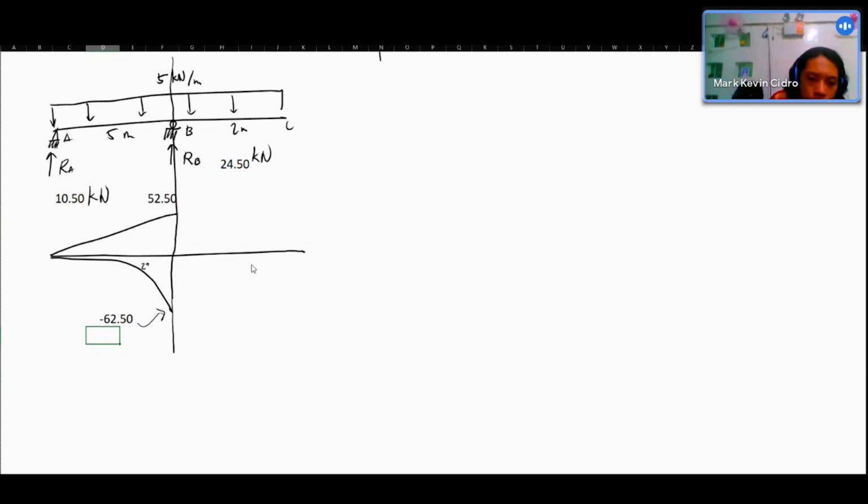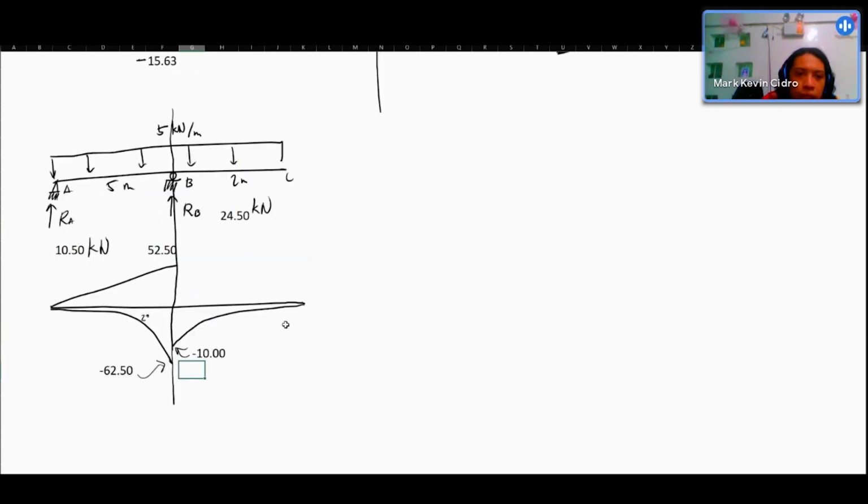Okay? Next, the other side. This will be negative, of course negative because it's downward. Negative 5 times 2 times 2 over 2, or 1. That's 10. So now we have the moment diagram.